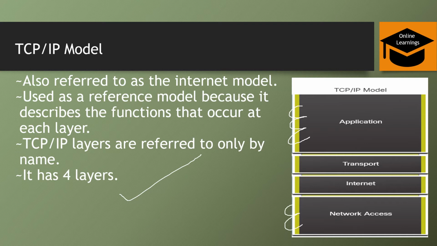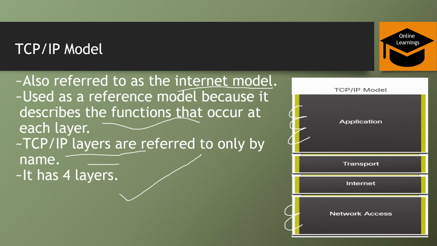It is also referred to as the internet model, and it is used as a reference model because it describes the functions that occur at each layer, similar to the OSI model. Looks-wise, it is less complicated because it has fewer layers, and TCP/IP layers are referred to only by name.